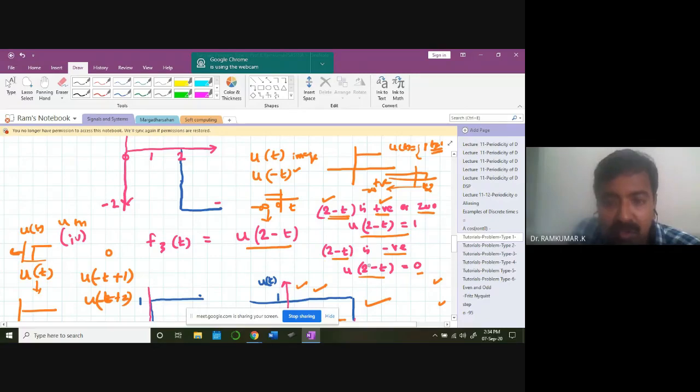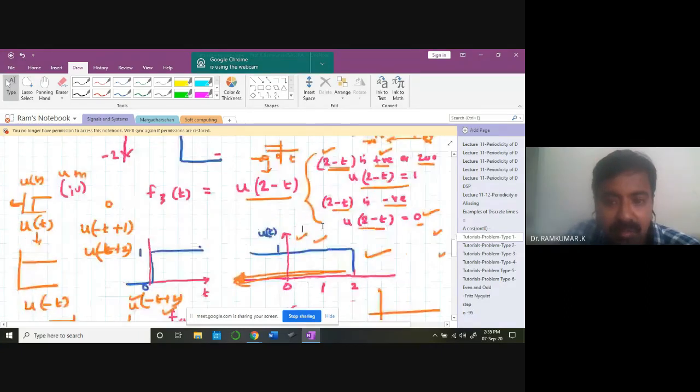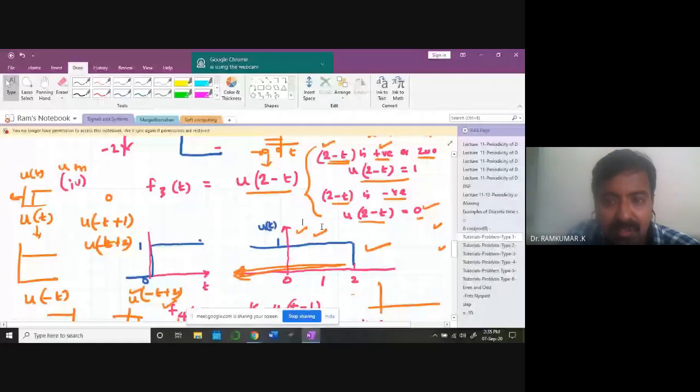2 minus t is negative when u of 2 minus t equals 0. So if t is greater than 2, for example, then it will become negative. For t greater than 2, meaning all those values from 2 to infinity, it becomes 0. You can visualize it that way also. Understand my point? Are you getting the point clearly? Anybody having difficulty understanding this?